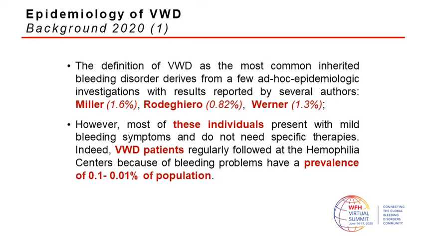Next slide. One of the major problems we have in understanding von Willebrand disease is that there are definitions that are very important to be discussed. The definition as the most common inherited bleeding disorder actually derives from a few ad hoc epidemiologic investigations. However, in clinical practice, most of these individuals present with mild bleeding symptoms and do not need specific therapies. So, in other words, there is a discrepancy between epidemiological data and real-life data, because von Willebrand disease patients in regular follow-up at the Hemophilia Center because of bleeding problems have a prevalence of 0.1 to 0.01% of the population. So, probably less than severe hemophilia in our general population.